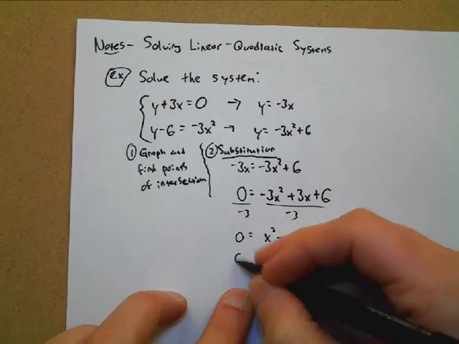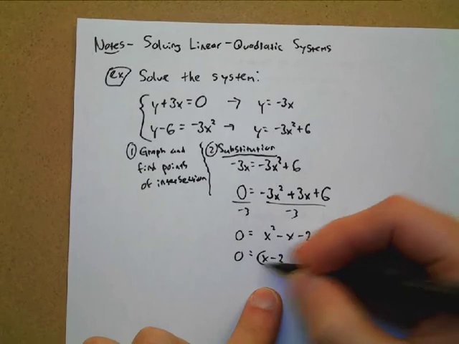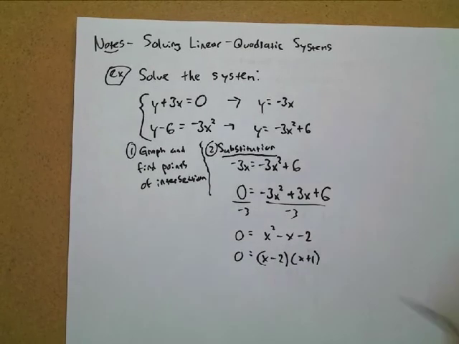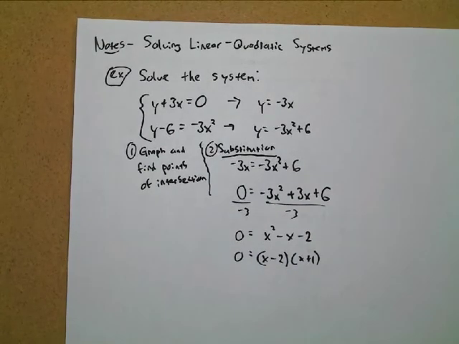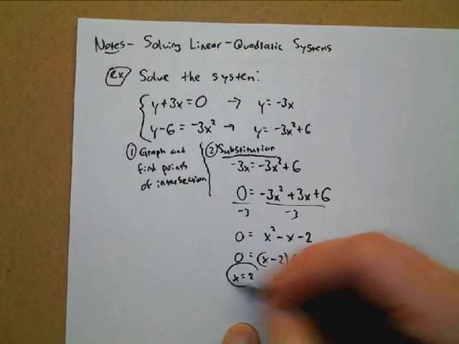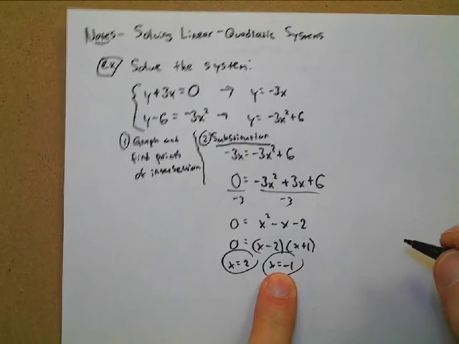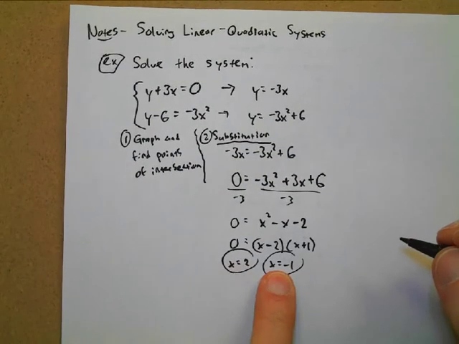And then I think this does factor, but you could use quadratic formula too. It's going to factor to x minus 2 and x plus 1. And so we get x equals 2 and x equals -1 when we get our zeros there. But of course we're not done yet.